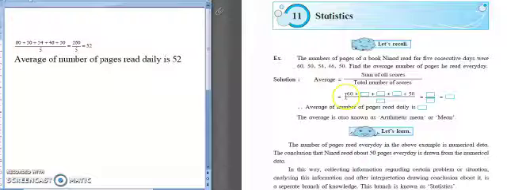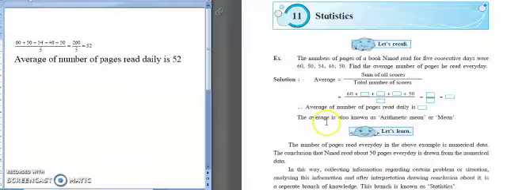We will add these scores here, and then the total number of scores means how many scores are there. So 1, 2, 3, 4, 5. 5 scores are there. So you will have to add all the scores given and divide by 5 to get the average. Here I have done the calculation. 60 plus 50 plus 54 plus 46 plus 50 divided by 5 equals 260 divided by 5, and the result is 52. So the exact average number of pages he read daily is 52.